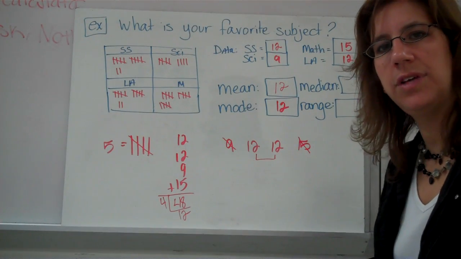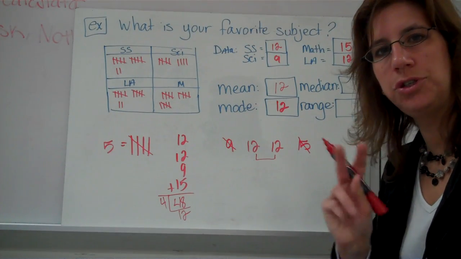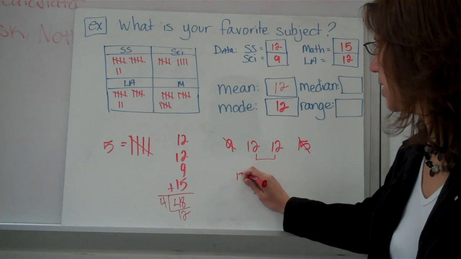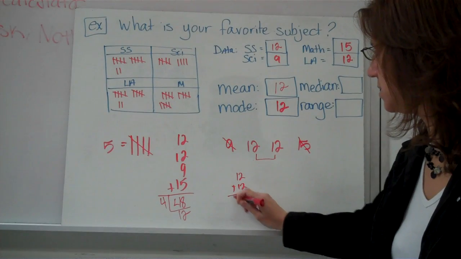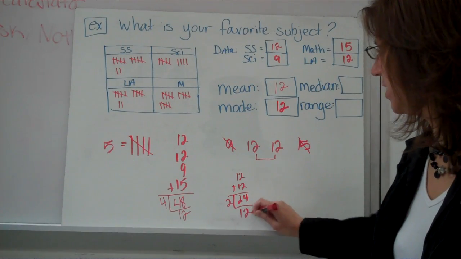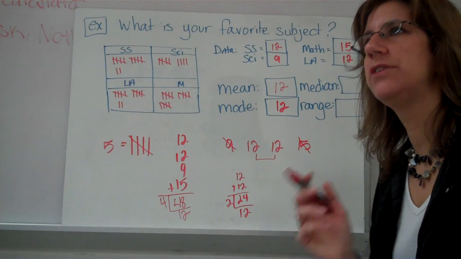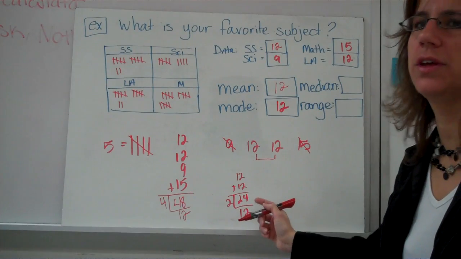Whenever you come upon a set of data where you've got two numbers in the middle, and not just one, then what you need to do is find the average of those. You would add them up and divide by the number of numbers. Now, in this case, is there really a reason to do that? What number is in the middle of 12 and 12? 12. So you didn't really even have to do anything here.